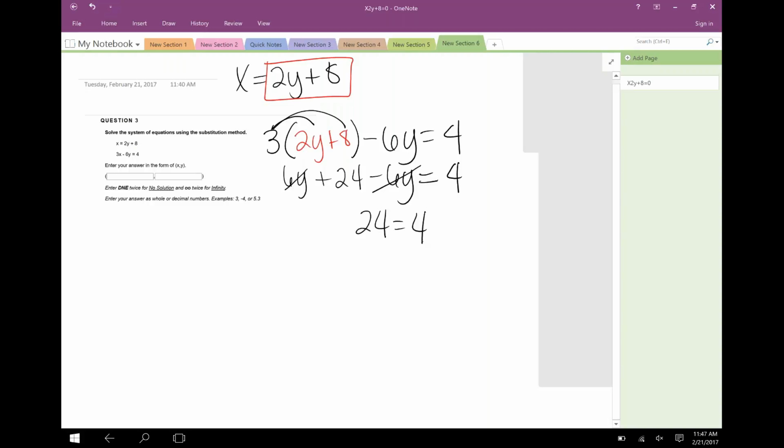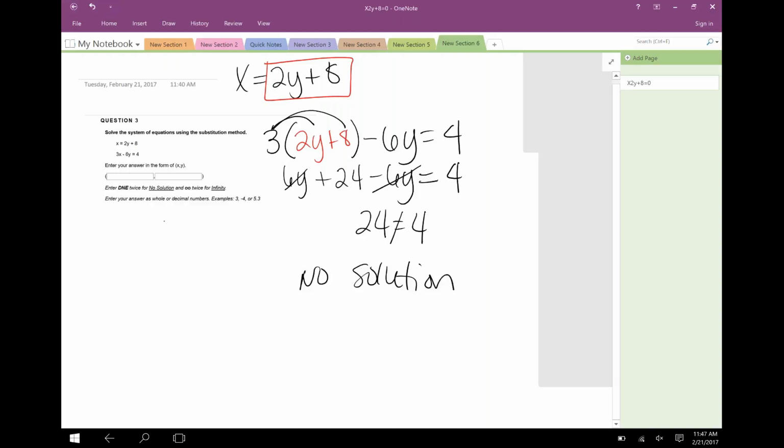So whenever this type of thing happens, that's not a true statement. 24 definitely does not equal 4. So when this happens, when you're solving the system, you stop right there. That means there is no solution. Okay? So there's nothing else you can do.